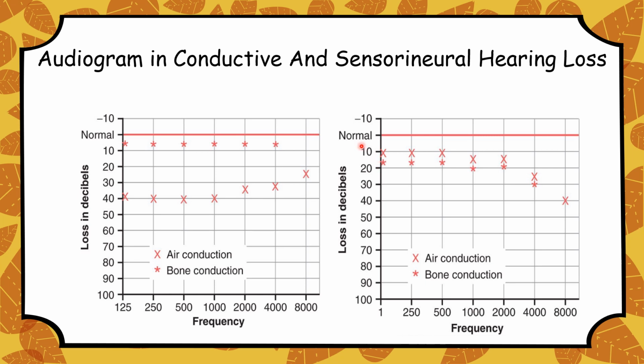So this is the audiogram chart in which they plot the frequency and the decibels, how they conduct it. It is used to find out conductive and sensorineural hearing loss.